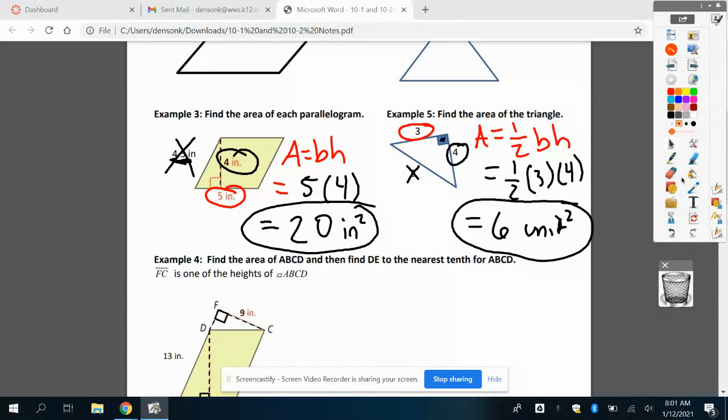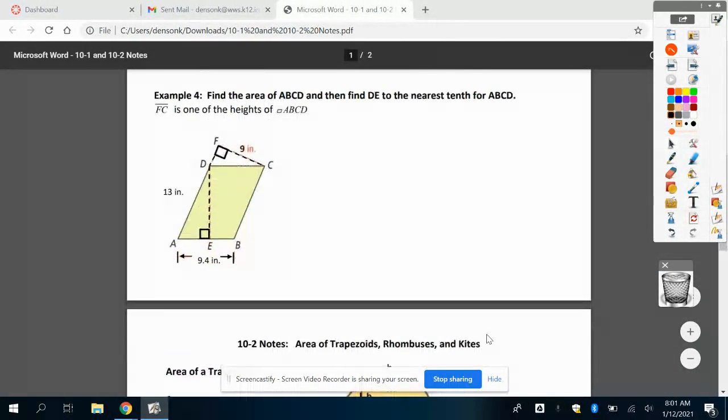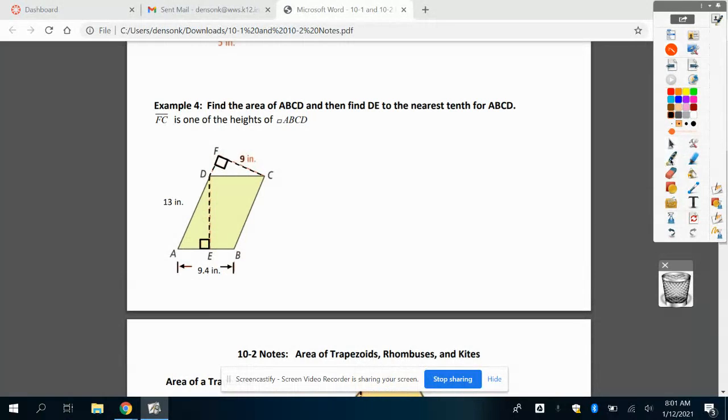The last problem we're going to look at with 10.1 before we look at 10.2 is the following. What we have is we're going to find the area of this parallelogram ABCD, and we're going to find DE to the nearest tenth for ABCD as well. And we're going to use the fact that FC is just one of the two heights of this parallelogram. So FC is one height right here, which is 9, and then the other height is this DE.